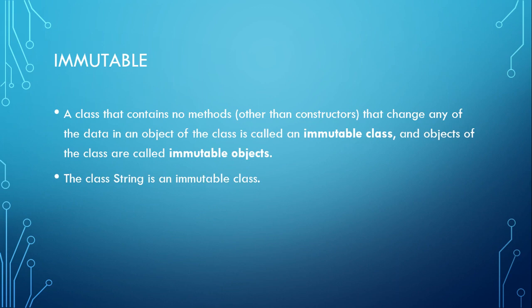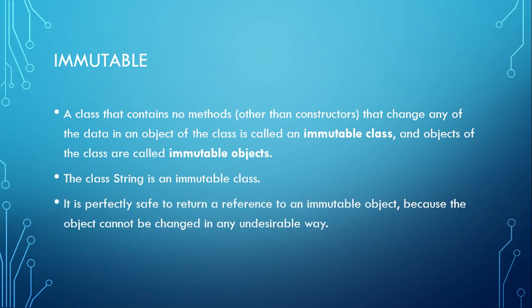A quick example of an immutable class, because it lacks mutator methods, would be the String class. It's perfectly safe to return a reference to an immutable object because the object cannot be changed in any undesirable way. In fact, it cannot be changed in any way whatsoever, as we just demonstrated with our example of String.